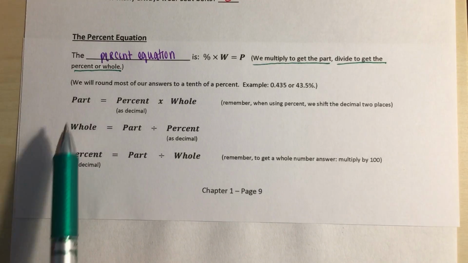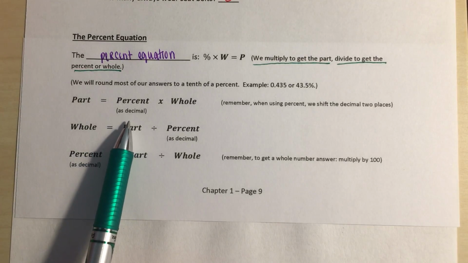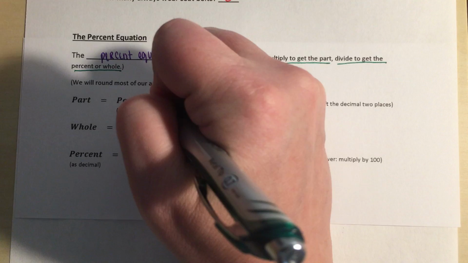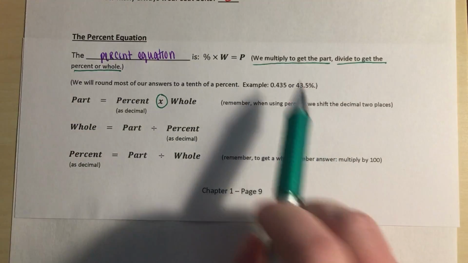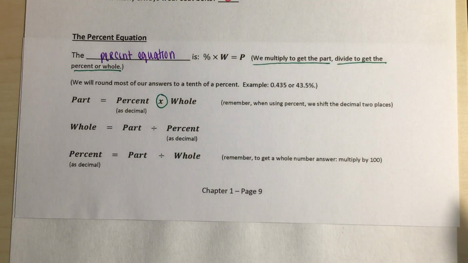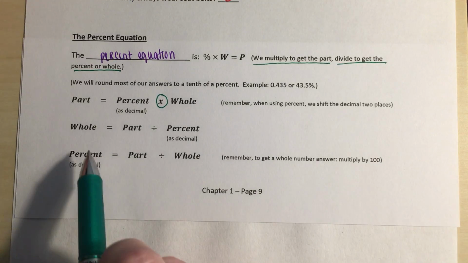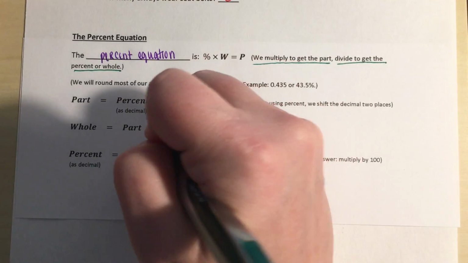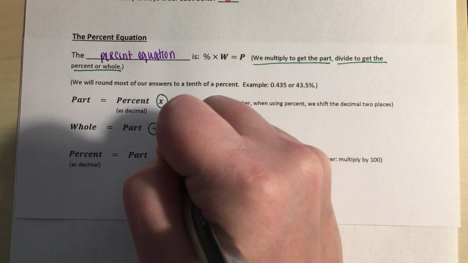Notice that this first one is solved for our part. We're going to take a percent as a decimal and multiply it by our whole. Right? So it matches up what we set up here when we multiply to get the part. If we're looking for our whole or our percent, notice that we are using division.